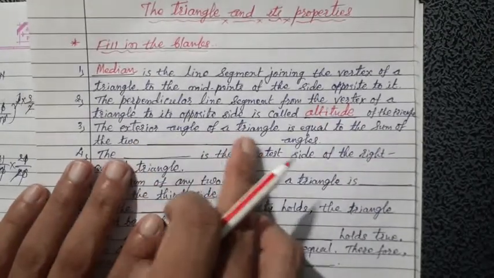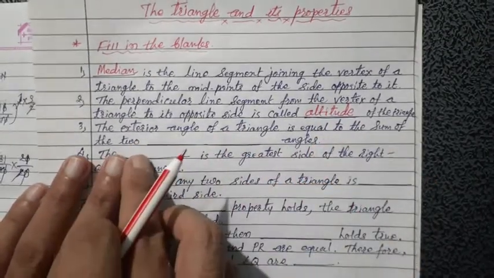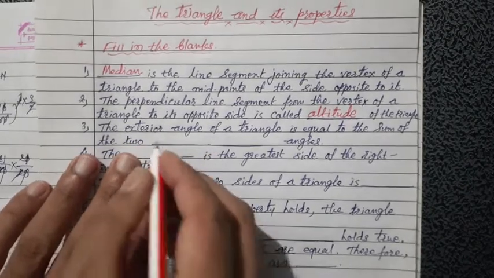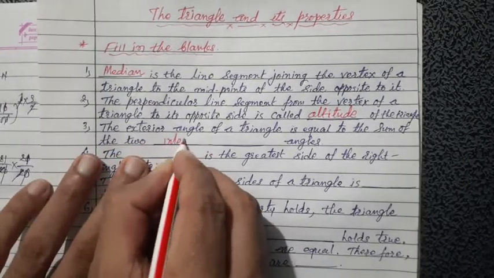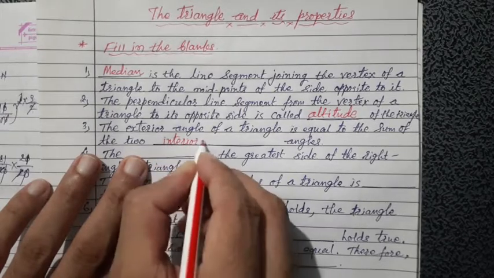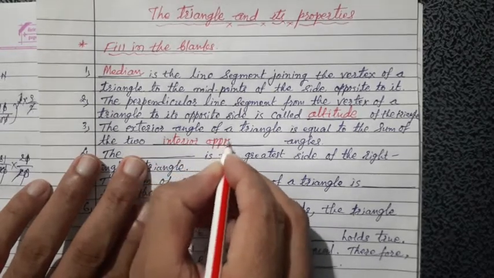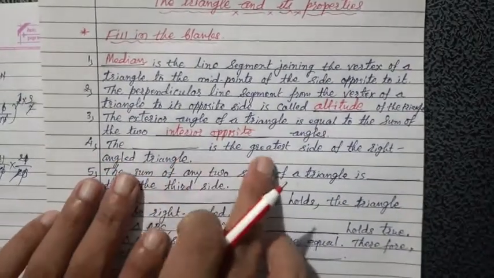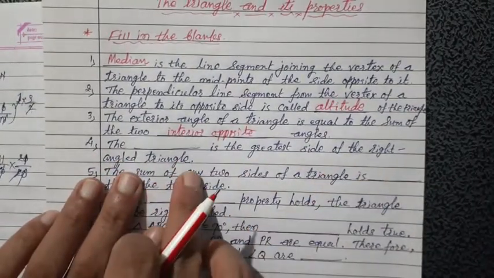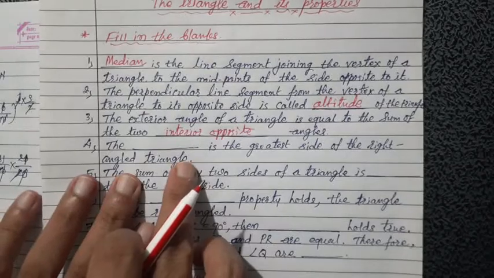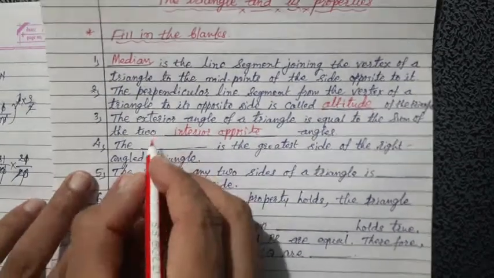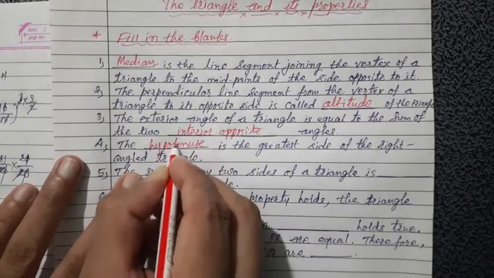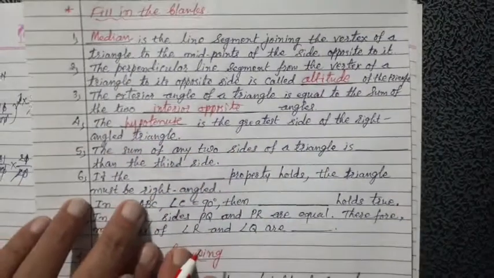The exterior angle of a triangle is equal to the sum of its two dash. We know that exterior angle is equal to the sum of its two interior opposite angles. Okay. The dash is the greatest side of a right angle triangle. Opposite side of the right angle, that is called hypotenuse. So hypotenuse is the greatest side in a right angle triangle.